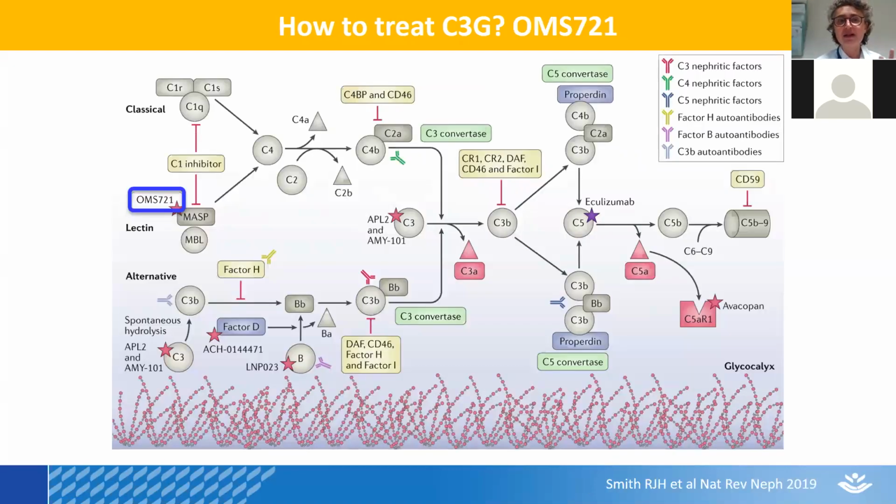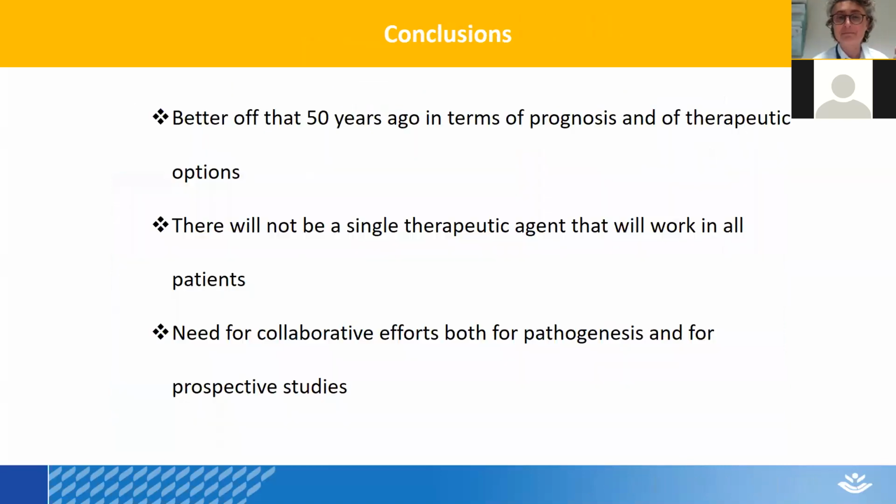The last molecule is OMS721. This has been tried also in C3G, but it blocks the lectin pathway, so it's more likely to be effective in other glomerular diseases such as IgA nephropathy, but it may potentially be useful also in patients with C3G. The evidence is tiny and not published, so I can't say more than that at this point in time.